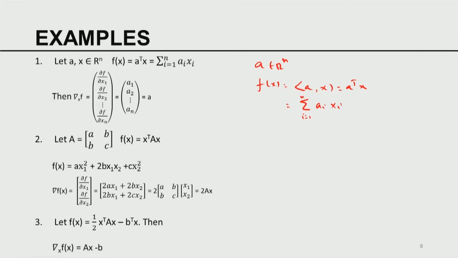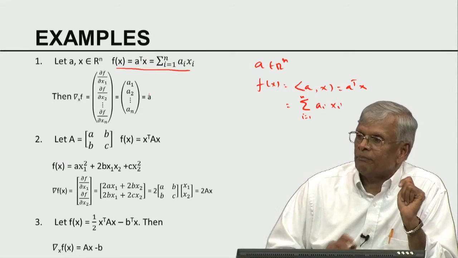So what is this? This is simply a linear function because the right hand side is linear in each component of x. So what is the gradient of f of x? Partial of f with respect to x1 is a1, partial with respect to x2 is a2, partial with respect to xn is an. So that is equal to a. So we have enunciated the first rule of multivariate calculus. What is that? If f of x is equal to a transpose x, the gradient of f is a.